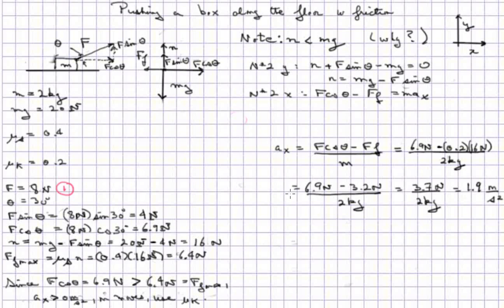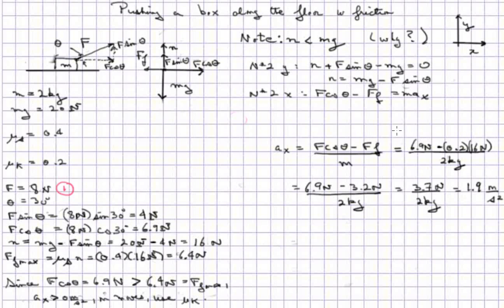something different happens. Okay, so let's move up here where I've written down a sub x, solved for a sub x from this Newton number 2 equation in the x direction. And so a sub x is the x component of the applied force minus the impeding frictional force divided by mass. The x component of the applied force we've previously computed as 6.9 newtons over here.